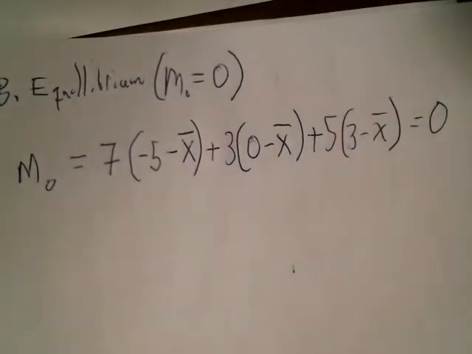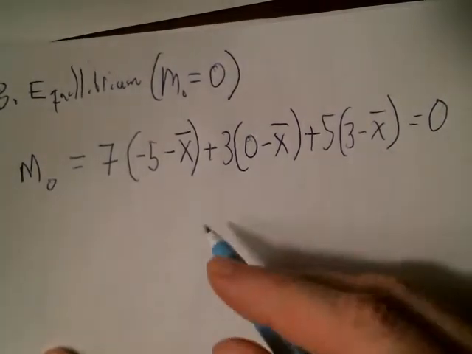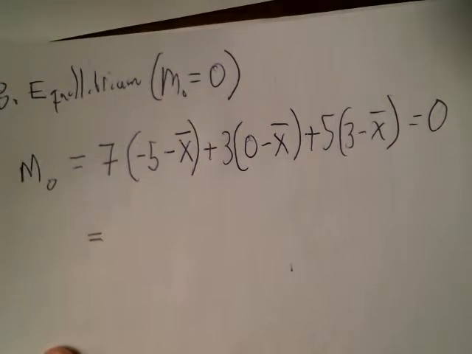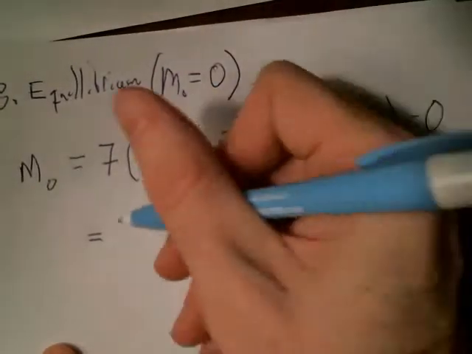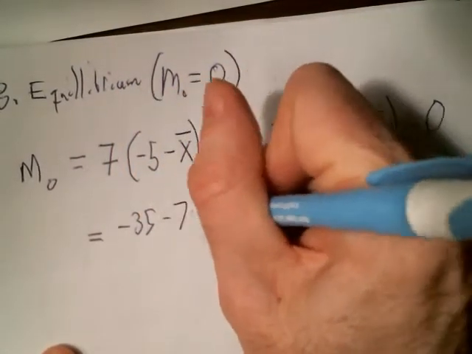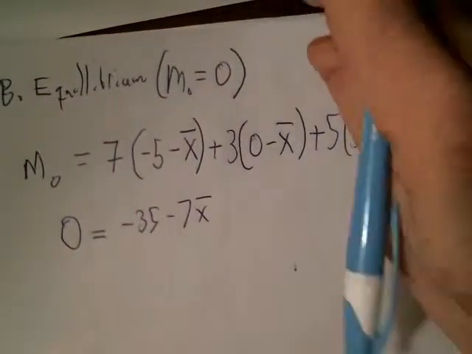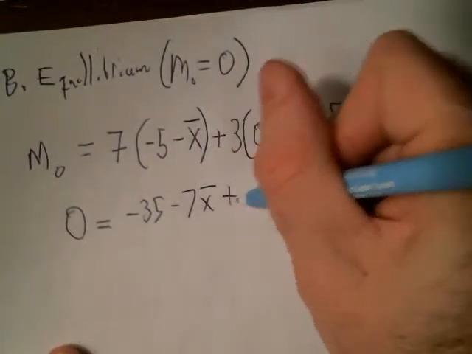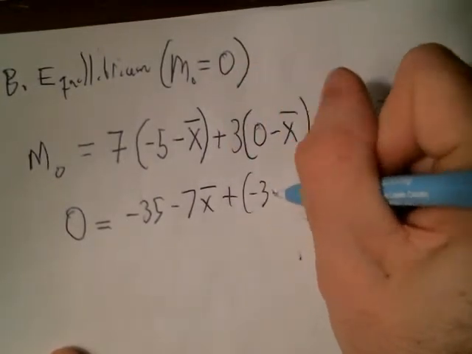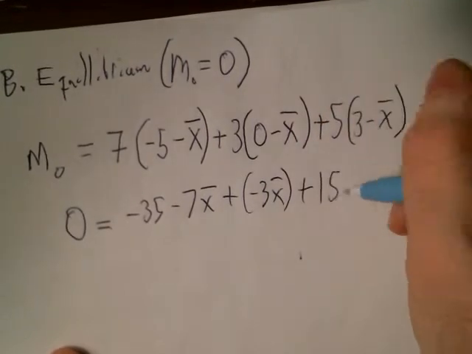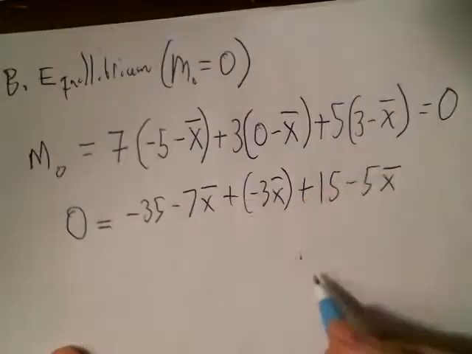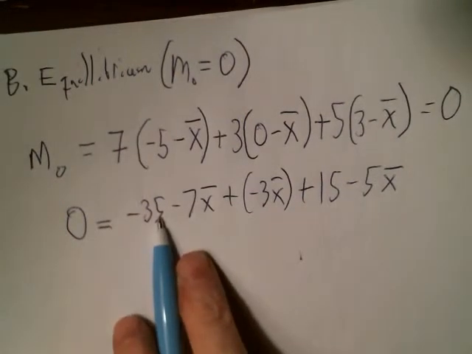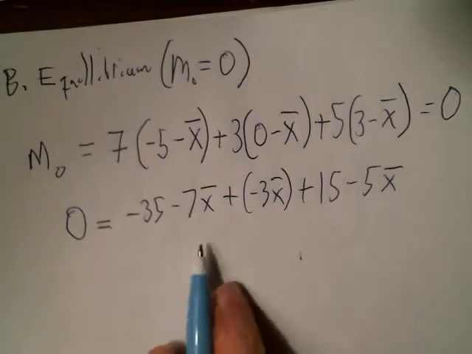Okay, so we can solve for x bar, and how is that going to work? Let's think about this. Distribute the 7, so -35 minus 7 x bar, and of course we want the equilibrium. We need m sub 0, the moment about the origin, to be 0, plus 3 times 0 minus 3 x bar, and then plus 15 minus 5 x bar. So what do we have? -35 plus 15 is that -20.